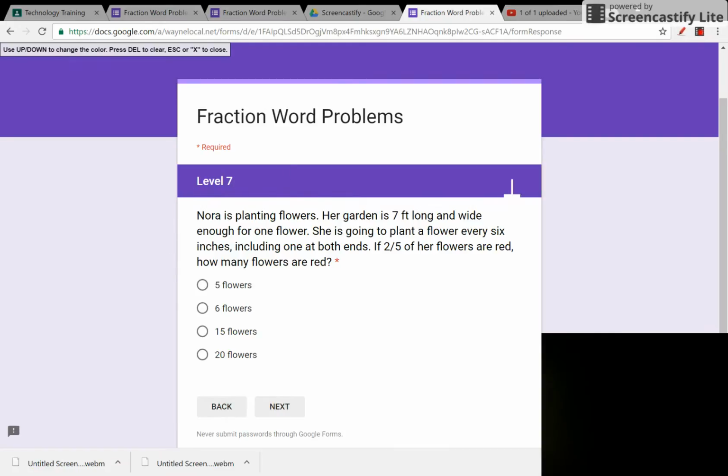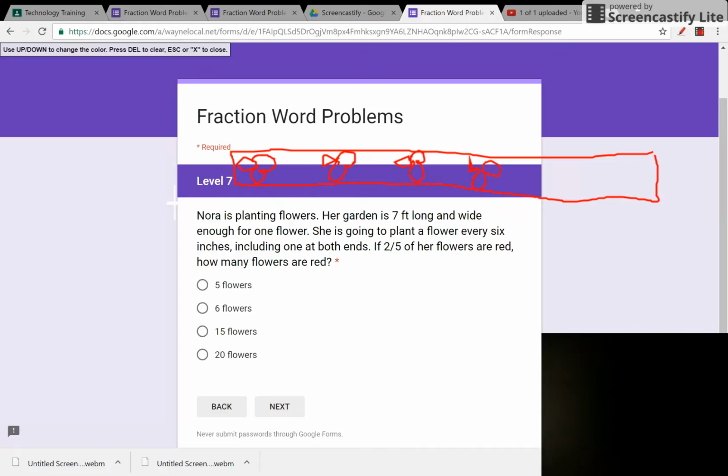So sometimes it helps on these problems to draw a picture. You need to kind of imagine she's got this long rectangular garden, and then she's going to plant a flower every 6 inches. It's not going to be rows of flowers because it says the garden's only wide enough for one flower. So every 6 inches, there'll be a flower there, that flower there, 6 inches in between each of these. So the first thing we have to figure out is how many flowers we have total.